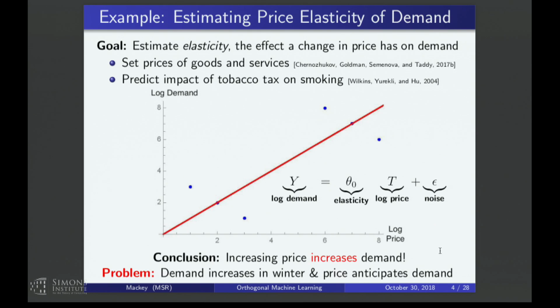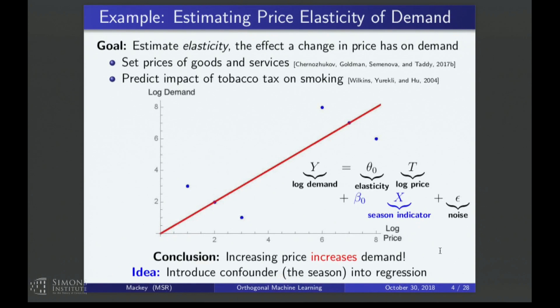And so how could we fix this issue? How can we account for the fact that we have this seasonality? Well, one pretty easy way is just to introduce a confounder, the season, as a variable into our regression model. So now I have an indicator variable, this extra covariate x. It also has a coefficient, and now I've accounted for that potential confounder, something that affects both price and demand that I didn't account for before.